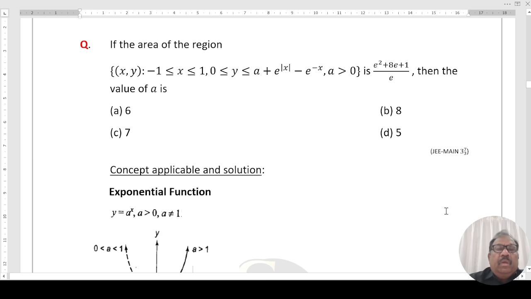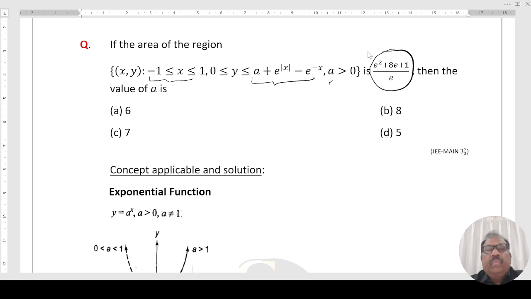The question is: if the area of the region, x in the closed interval -1 to 1, y greater than 0 and less than or equal to a plus e to the power mod x minus e to the power minus x, where a is greater than 0, is this area according to this condition, then the value of a is to be determined. Four options are given, and one of them is correct. The question is taken from JEE-Main previous year questions.